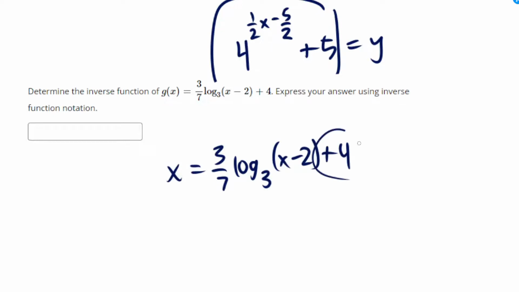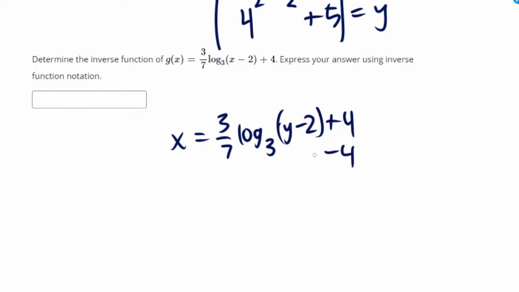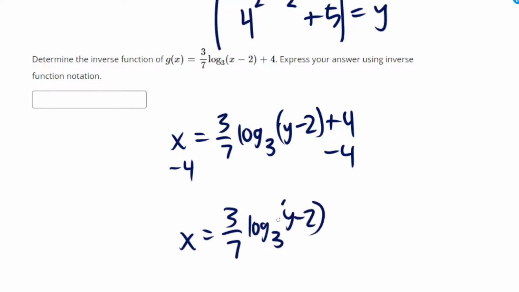We need to get rid of this 4 first. It's like if we are pretending this is an x. Let's turn this into a z. Not an x, but like a z in this case. So we're going to minus 4 from both sides. So x minus 4 equals 3/7 (you could put z if you want to) log base 3 of (y minus 2) in parentheses.